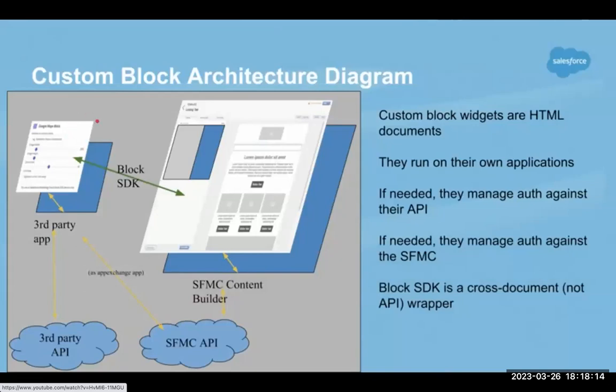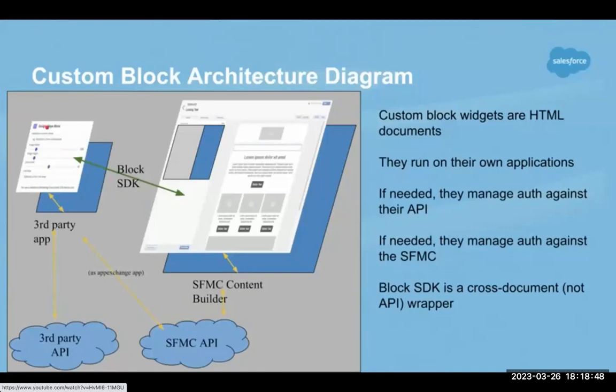So this diagram shows what the block SDK actually provides. The block SDK lets a custom block widget communicate with the editor, as opposed to a lot of SDKs that are wrapping around API calls, REST calls, SOAP calls, etc. The block SDK actually wraps around cross-document messaging, which means the SDK lets a piece of UI in your browser talk to the editor UI in your browser as well without going server-side. So it's very quick, and that's what lets us do real-time interactions as you type.